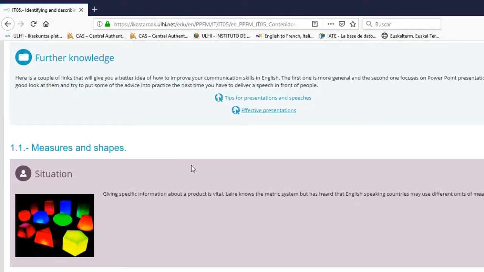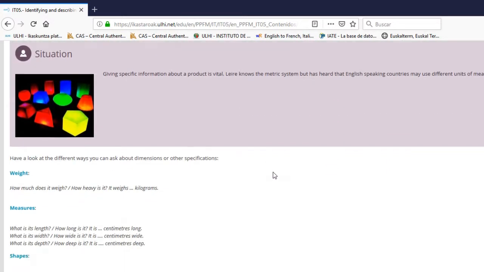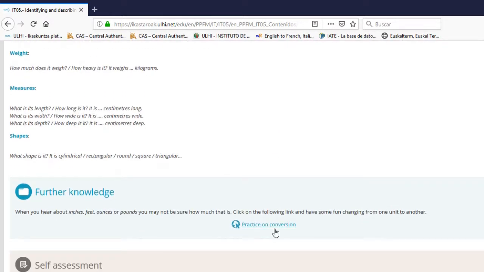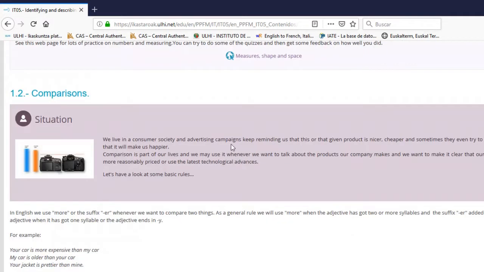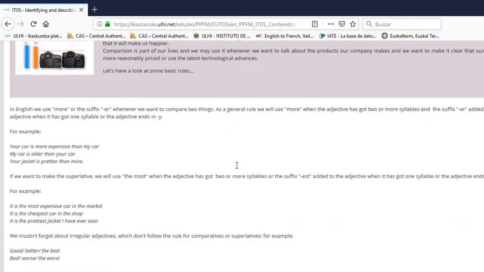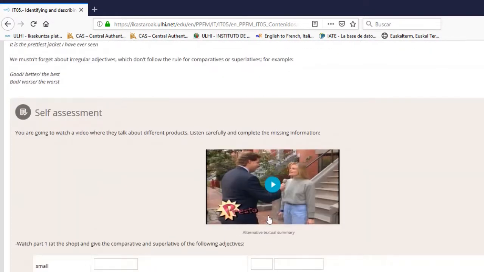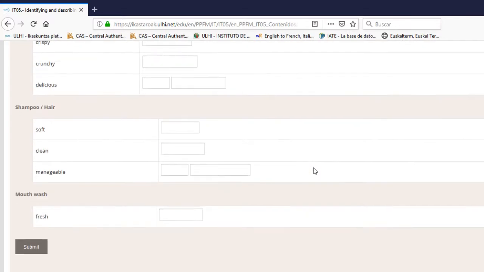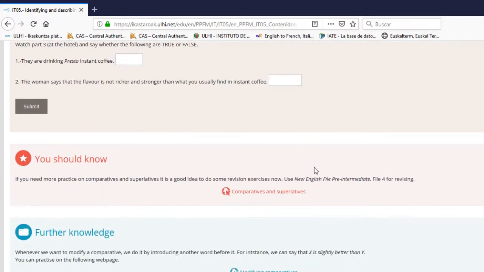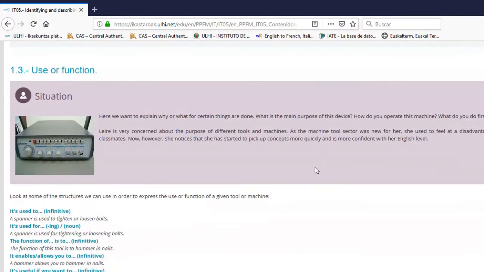In 1.1, we talk about measures and shapes, and you can practice here on conversion of measures. So we will continue with 1.2. We will study some grammar, we will study some comparisons, and then you have a video where you can study superlatives. You can do some practice, some examples, and then we continue to 1.3.